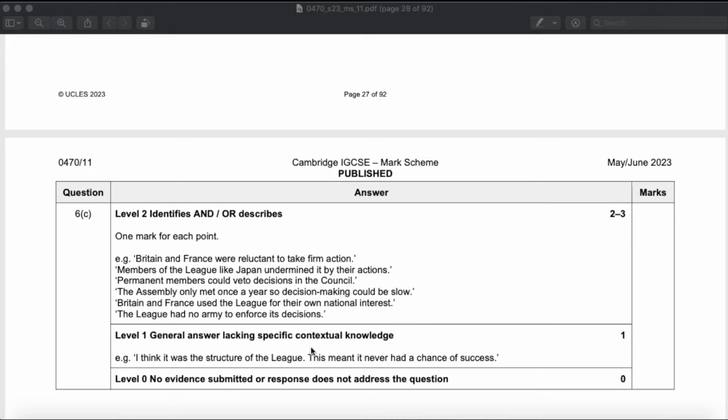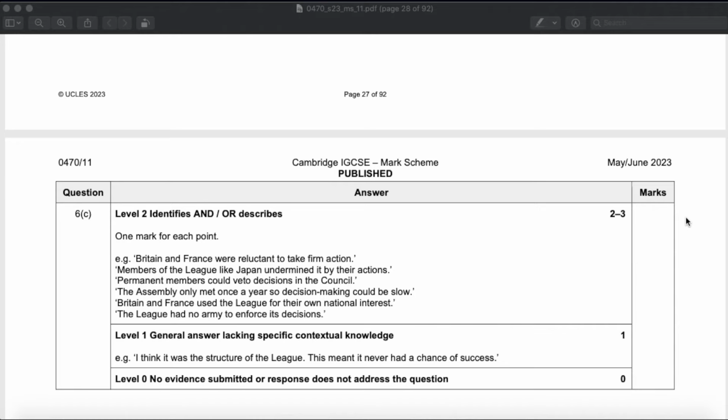Level 2, it identifies and or describes. 1 mark for each point. So this is kind of treating the question like it's a Part A question. If you remember that video, all you had to do is state facts and you can get full marks for that. Not so much for the Part C. You're going to get a very low score, a 2 or a 3 out of 10, which is not what you want. So you're going to have the structure of P.E.E.L, which I showed you in the Part B video, and apply it here 4 times, 2 pro, 2 con.